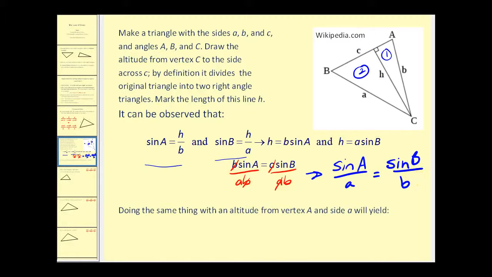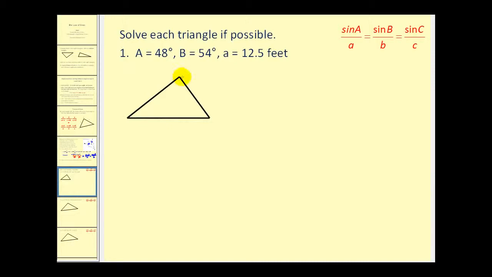Okay, let's go ahead and take a look at a problem. We want to solve the triangle where angle A is 48 degrees, angle B is 54 degrees, and side A has length 12.5 feet. Now it's not important that our triangle is to scale, but what is important is that if we call this angle A, this must be side A. If we call this angle B, the opposite side must be side B, and if this is angle C, this must be side C.